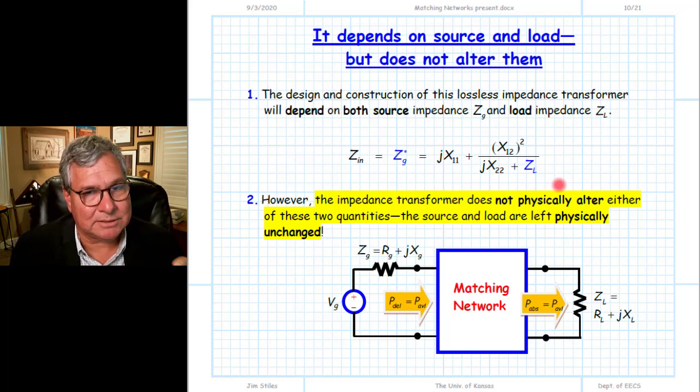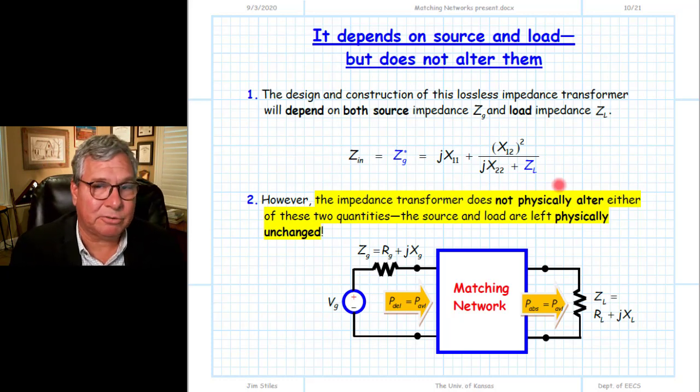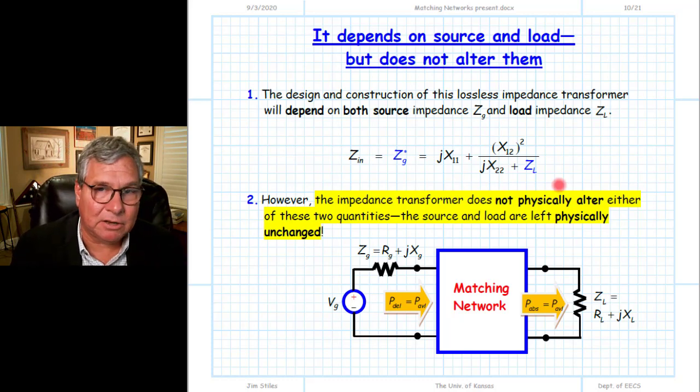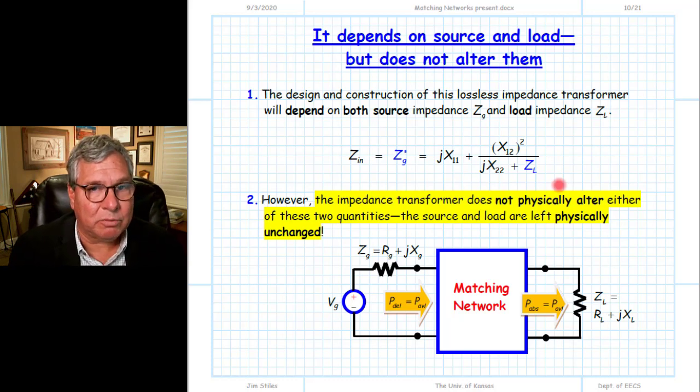So that's very important. It's not plug and play. If you get a conjugate match and then you change your load, you will no longer have a conjugate match. If you have a conjugate match and you change your source impedance, you will no longer have a conjugate match. It works for one specific load and source together. You change either one of them or both, and you no longer will have all available power absorbed by the load.